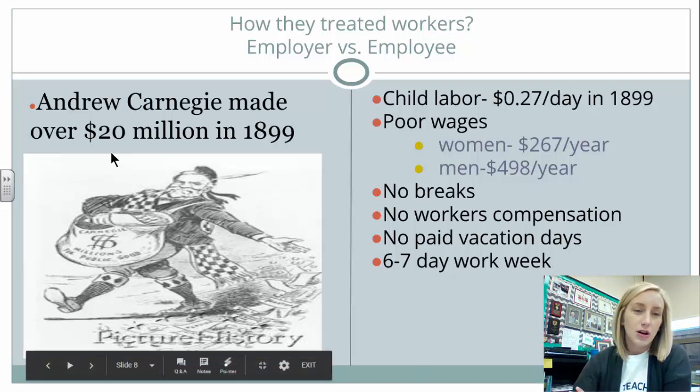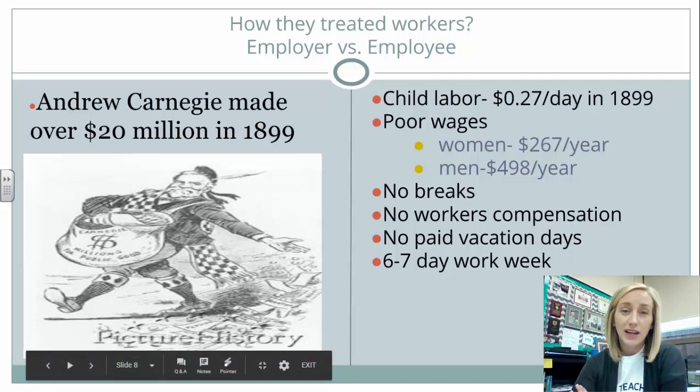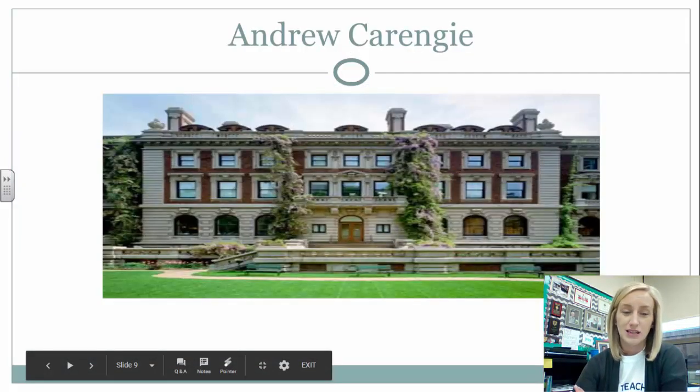So here's Andrew Carnegie, who made over $20 million in 1 year. $20 million. Whereas, the wages of a child was 27 cents a day in the same year. For women, they made $267 a year to Carnegie's $20 million, and men making $498. So they had no breaks, there was no workers' compensation, no paid vacation, and they were working every day of the week in most cases.